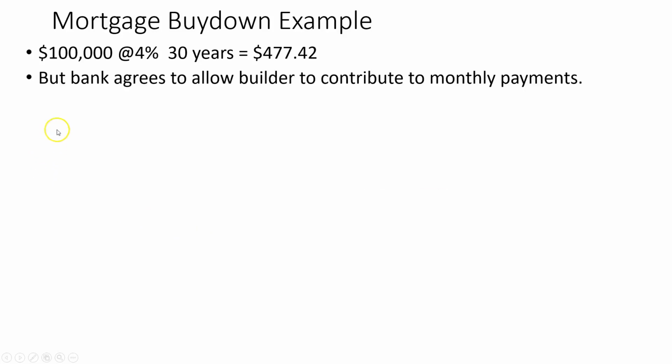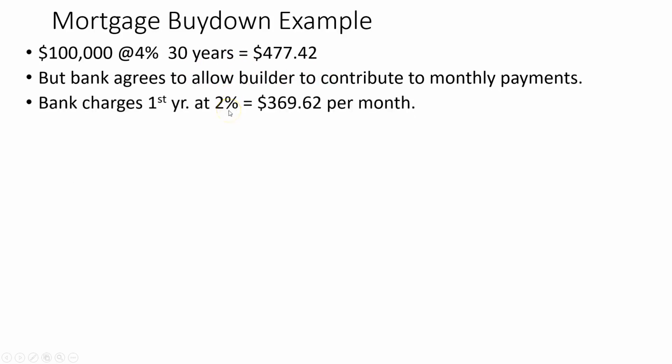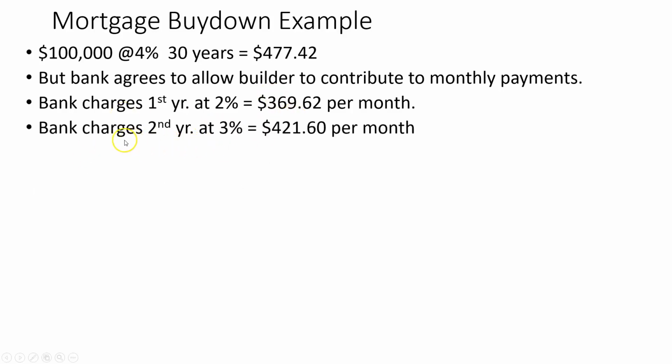In this particular case, the bank allows the builder to contribute to the monthly payments, reducing the interest rate and reducing the amount of payments made by the buyer. For instance, in the first year, maybe the bank will only charge 2%, which will be $369 they want from the buyer. And maybe the second year will be at 3%, which will be $421. Then in the third year, it goes up to the normal 4%. But you can see the bank has got a shortfall between the 369 and the 477 for 12 months, and a shortfall between 421 and 477.